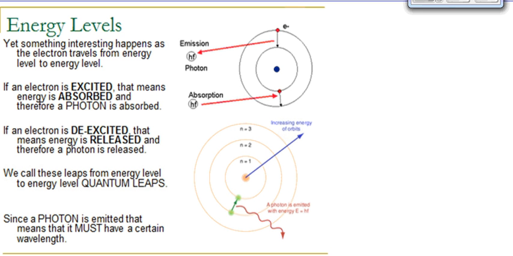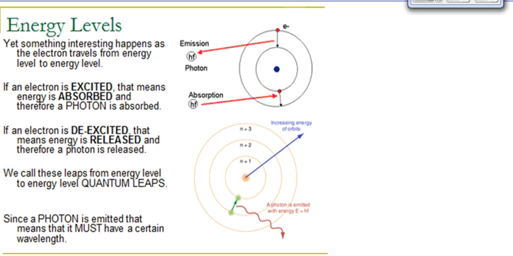Also, if an electron releases energy, if it's in maybe n equals 3 and it drops to n equals 2 or even n equals 1, it has to lose energy in order to make that jump. Well, that is emitted in the form of light. A photon will be created out of the electron, all of a sudden there's a photon and the electron drops down.